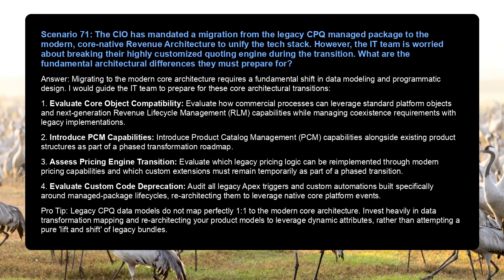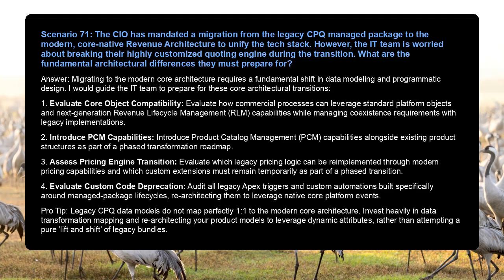Evaluate how commercial processes can leverage standard platform objects and next-generation revenue lifecycle management (RLM) capabilities, while managing coexistence requirements with legacy implementations. 2. Introduce PCM capabilities. Introduce product catalog management (PCM) capabilities alongside existing product structures as part of a phased transformation roadmap. 3. Assess pricing engine transition. Evaluate which legacy pricing logic can be re-implemented through modern pricing capabilities and which custom extensions must remain temporarily as part of a phased transition.